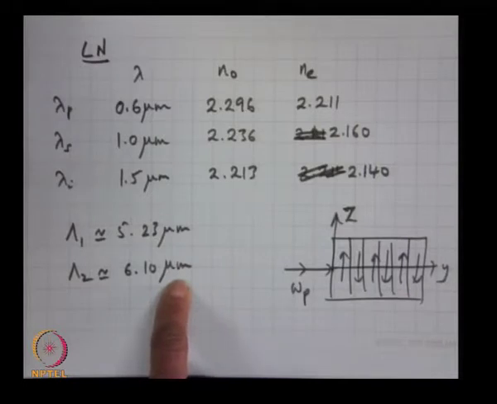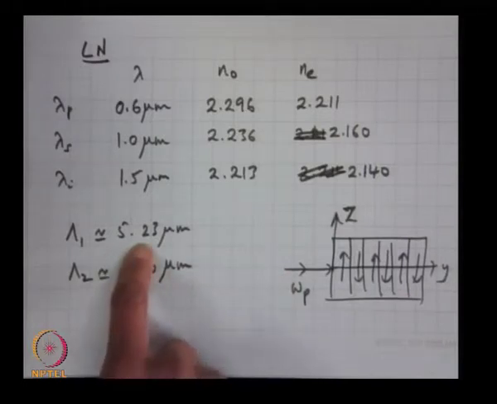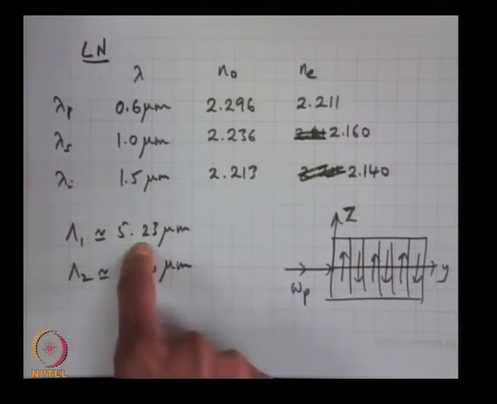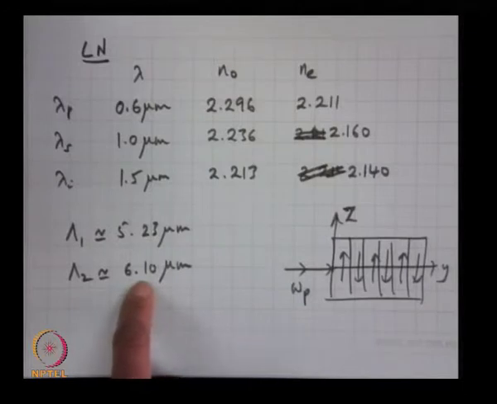So as an amplifier, I can use this particular period to amplify an extraordinary polarized signal and in the process generate an ordinary polarization idler. This one, I can use this period to amplify an ordinary wave at 1.0 micron and generate an extraordinary wave at 1.5 microns. So the crystal, the directional propagation, and the polarization state of the pump determine what is possible and what kind of periods I need to achieve this interaction process.